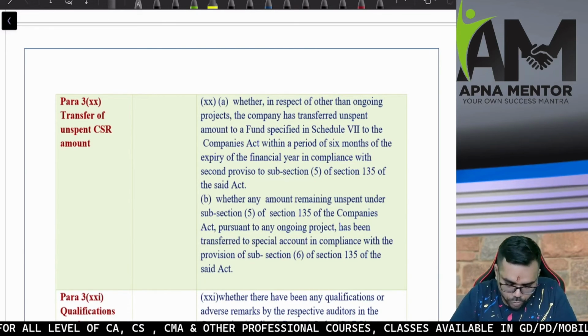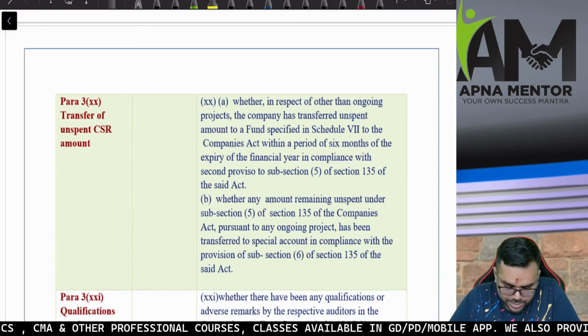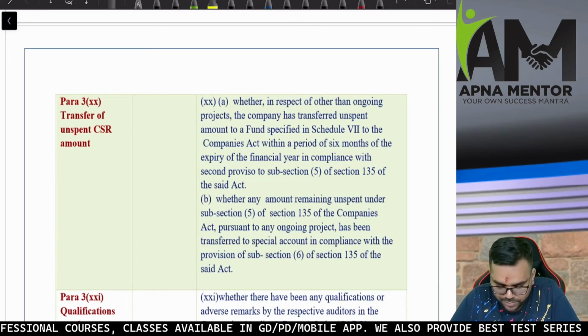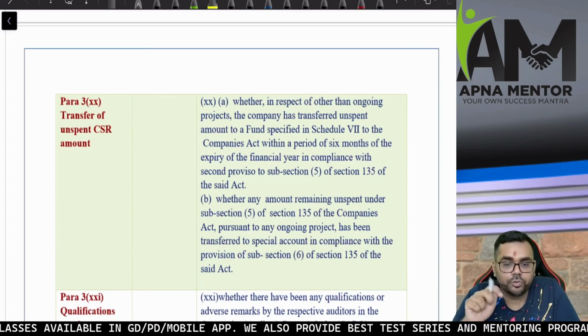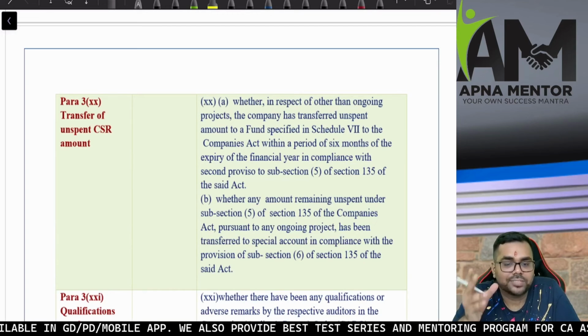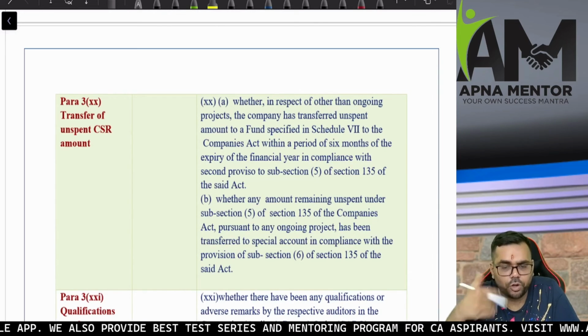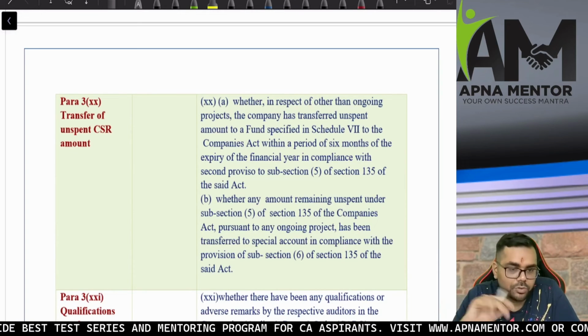So we have to report that in respect of projects other than ongoing projects, whether the company has transferred the unspent amount to a fund specified in Schedule 7. And for ongoing projects, there is a rule that you need to transfer the fund in a special account. So if it is an ongoing project, we need to report whether the fund has been transferred to that special account.